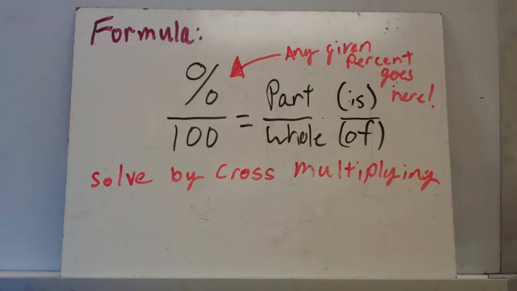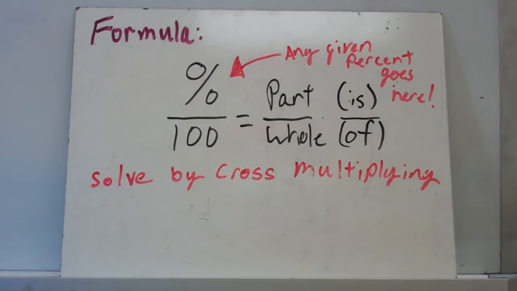And when we start out, we're going to put 100 in one of the denominators. The 100 is going to be a constant. That is always going to be there in any one of these problems that we solve. Above the 100 is going to be our percent. So anytime we see a number attached to a percent, it is going to go in the numerator above the 100. Set equal to that is part over the whole.